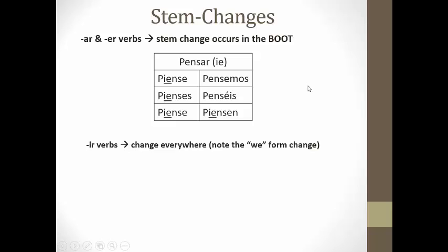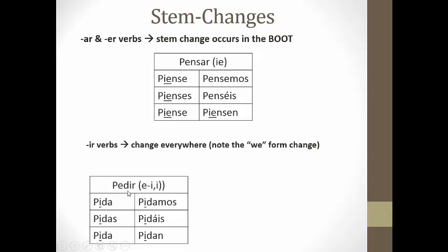All right, IR verbs, slightly different. They're going to get a stem change everywhere. Okay, so that means here in the nosotros and the vosotros, you're going to stem change. There is a little difference here to be noted. Look at pedir. Pedir's stem change is E to I. Okay, so its E is going to become I in all forms. Its conjugation in present subjunctive is pida, pidas, pida, pidamos, pidan.